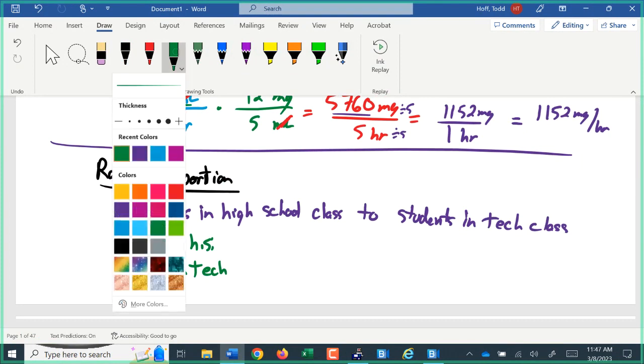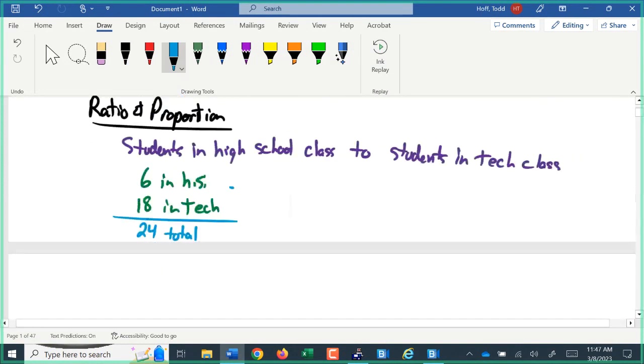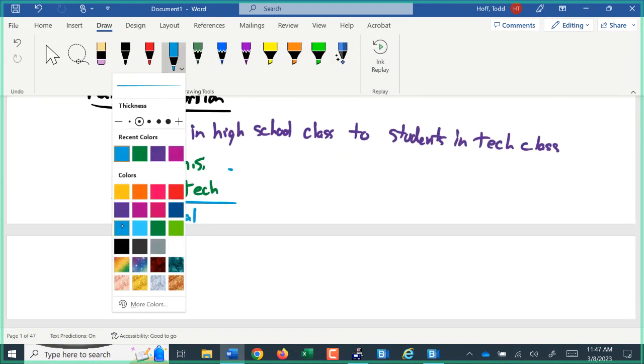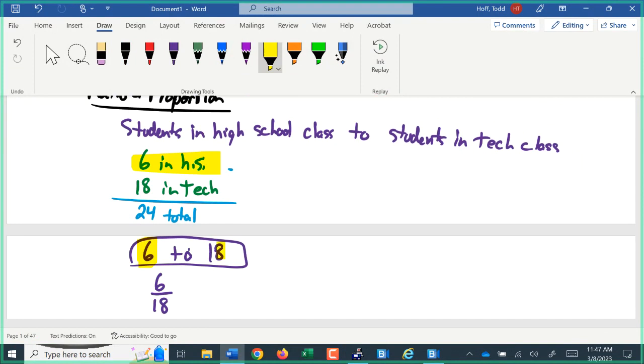This gives me a total of 24 students. Now, why did I want that total? Well, because there are a couple of ways we could express ratios from this. We could express the ratio as 6 to 18, which is basically, 6 over 18 is a fraction like that. But the wording is important. That's just comparing the 6 in high school to the 18 in the tech class.